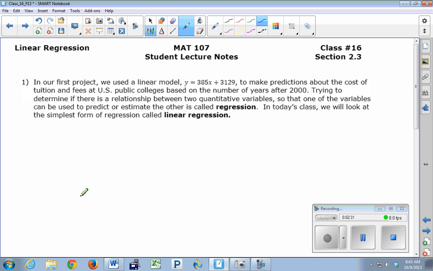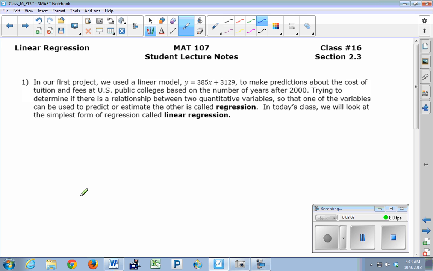If you recall, in our very first project that we had for the semester, we were looking at an equation that modeled a linear equation right here, y equals 385x plus 3129. And that equation was supposed to model the cost of tuition and fees for U.S. public colleges, okay? From, I think it was the year 2000 to 2010 or something, okay?